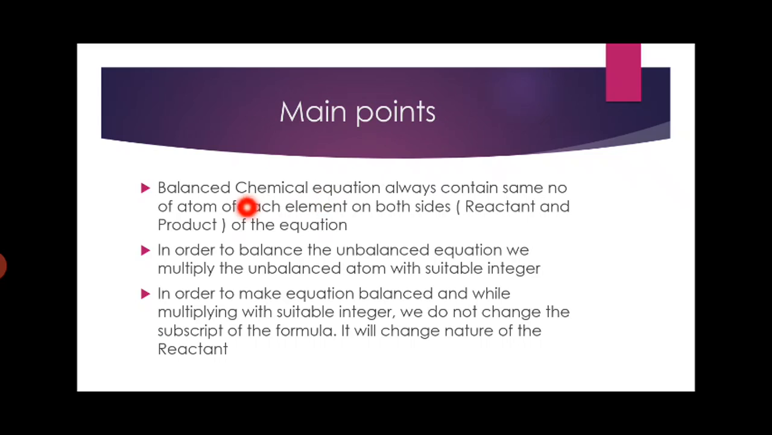Other main points are: a balanced chemical equation always contains the same number of atoms of each element on both sides. Both sides mean the reactants and products of the equation. In order to balance an unbalanced equation, we multiply the formula with a suitable integer. Remember that you have to add the coefficient or integer in front of the formula, not change the subscript. While multiplying with a suitable integer, we do not change the subscript of the formula, as it would change the nature of the reactant.